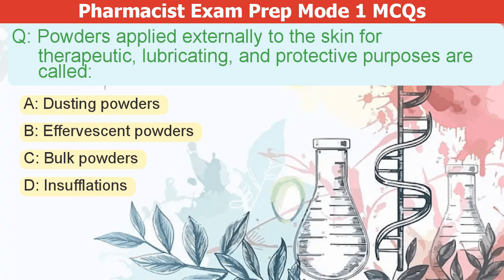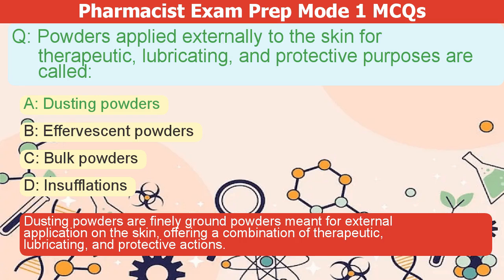Powders applied externally to the skin for therapeutic, lubricating, and protective purposes are called A. Dusting powders. B. Effervescent powders. C. Bulk powders. D. Insufflations. The correct answer is A. Dusting powders are finely ground powders meant for external application on the skin, offering a combination of therapeutic, lubricating, and protective actions.